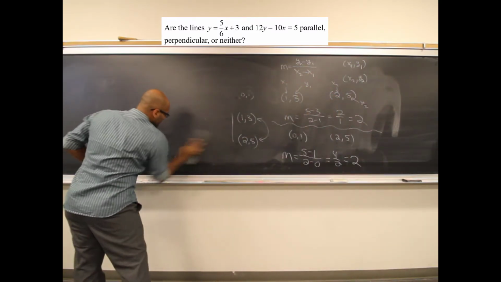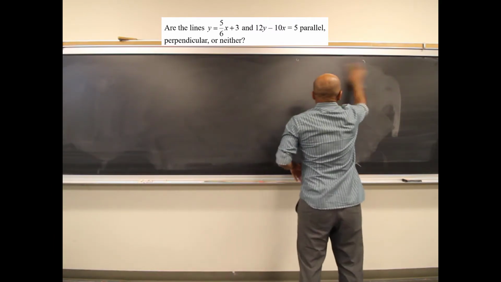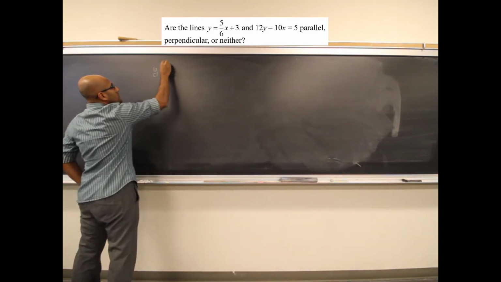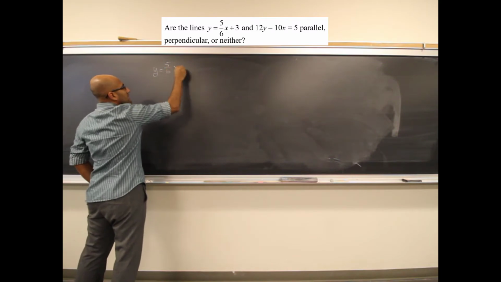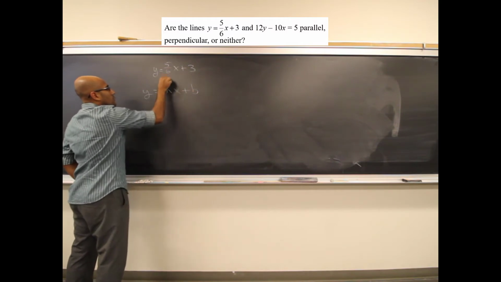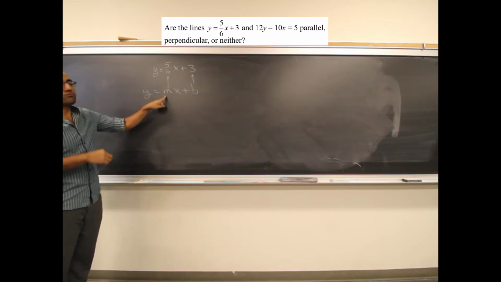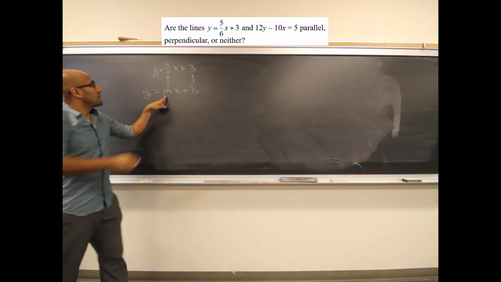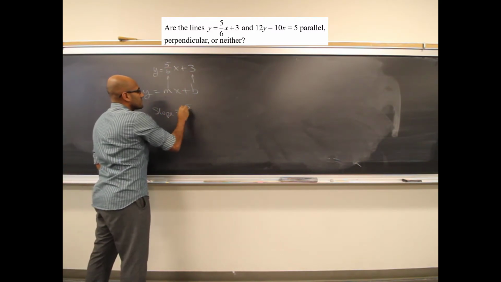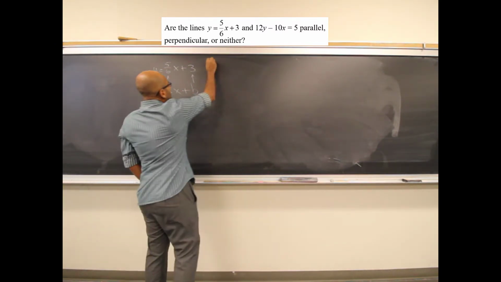So what is the slope of the first one? 5 over 6. Easy. We have y equals 5 over 6 x plus 3. This fits the form y equals mx plus b, where this is the m and this is the b. It fits that form, so just by looking at it, I don't really have to do any work. This is the slope. So the slope of this first line is 5 over 6. Good? Questions? No? Okay, what about the second one?